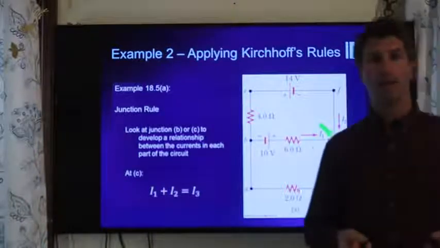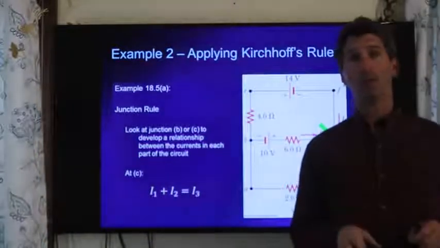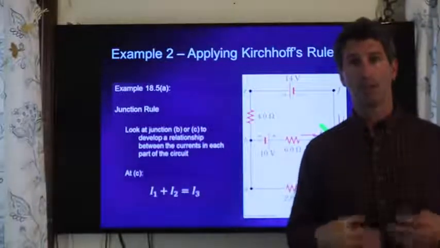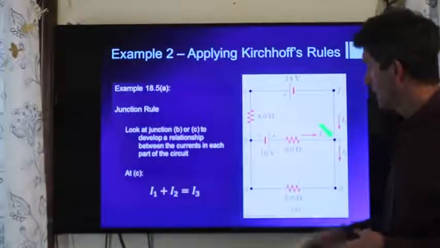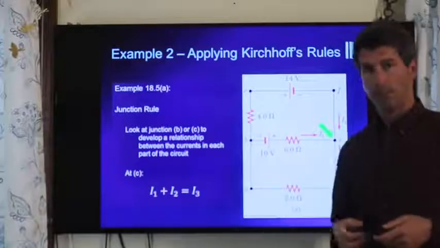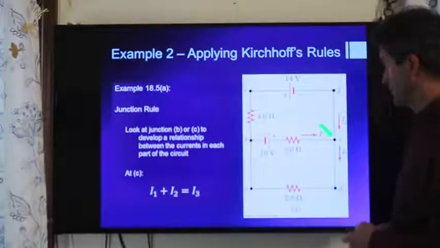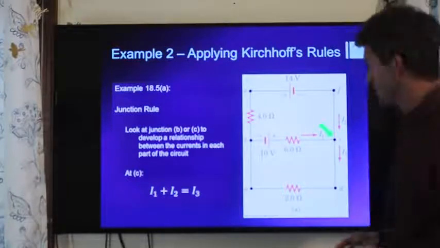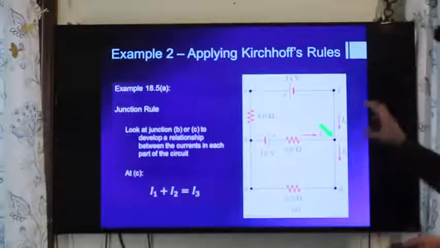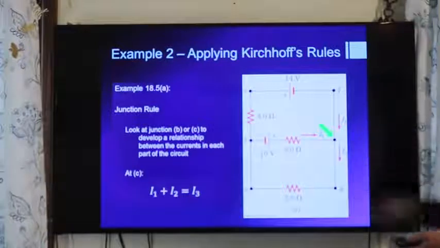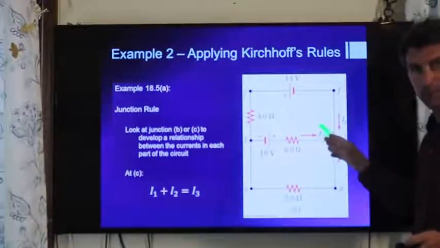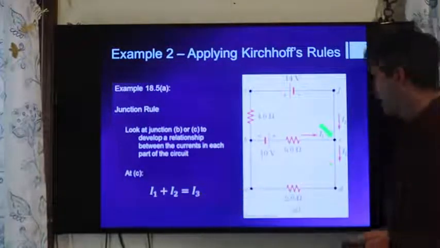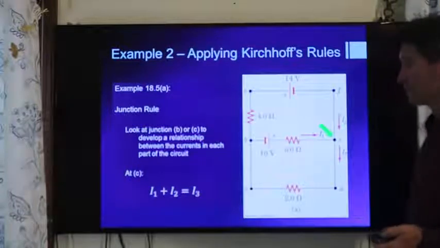I'll tell you right off the bat that I've actually picked the current in the wrong direction for some of these on purpose to show you how it works when you end up with a negative current. You actually have to switch the direction that the current is going. But again, it shows that this process is workable. So let's do this. We've got our first relationship, this equation: I1 plus I2 equals I3.